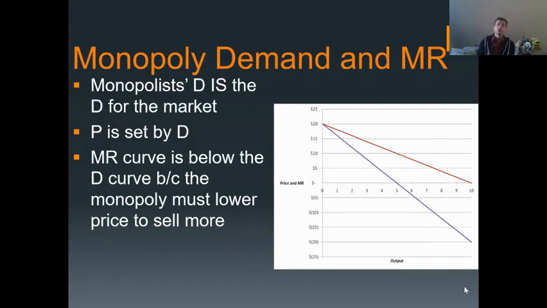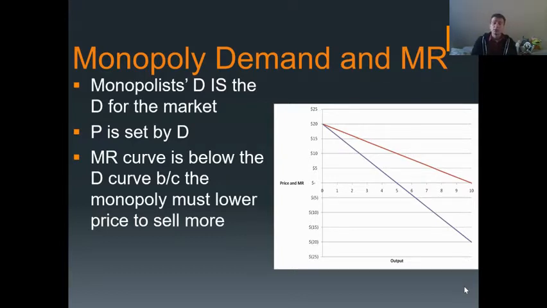So the graph is going to look a little bit different, but there are some similarities that we'll talk through as we go through. So when we're discussing the monopoly, it's important to remember that the demand for the monopolist is the demand for the market. And once again, this makes sense. They're the only producer. And price is set by the demand curve, as it always is. Price is always set by the demand curve.